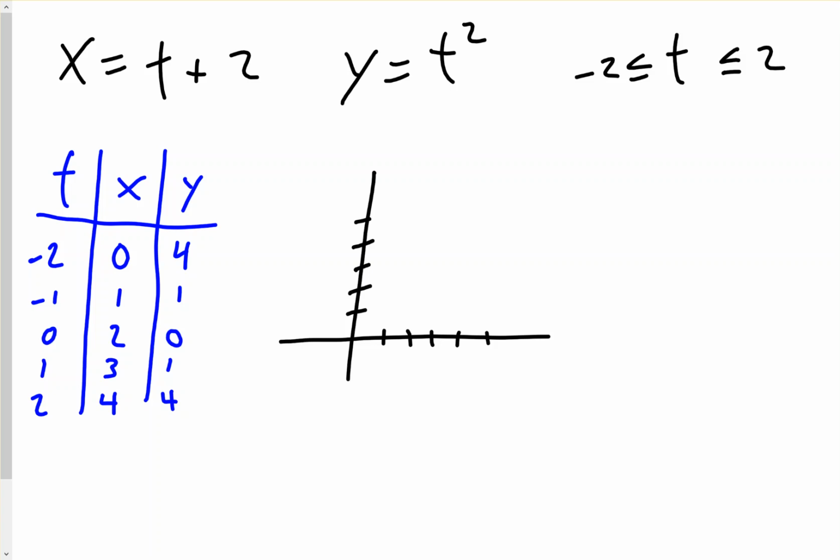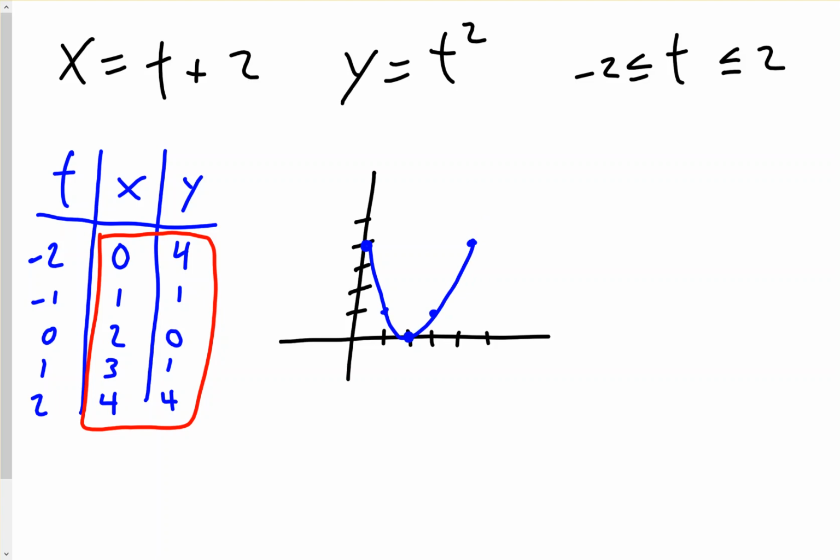Okay, so when we graph it, keep in mind that we are graphing the x's and the y's. So the first point is 0, 4, so we go to 0, 4. Next we have 1, 1, then 2, 0, then 3, 1, and 4, 4. Okay, so this will be the graph.